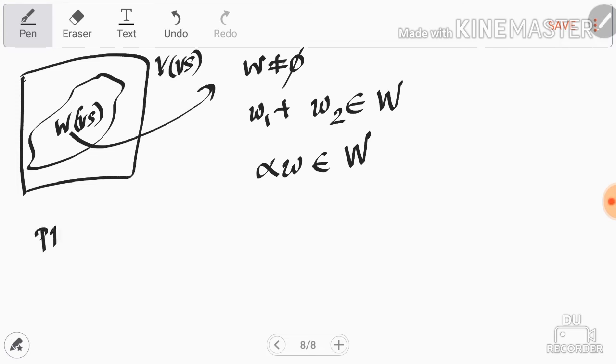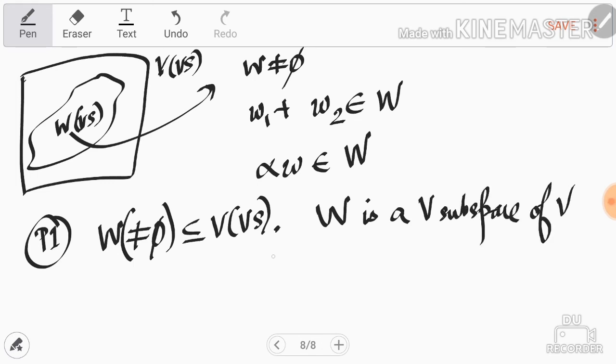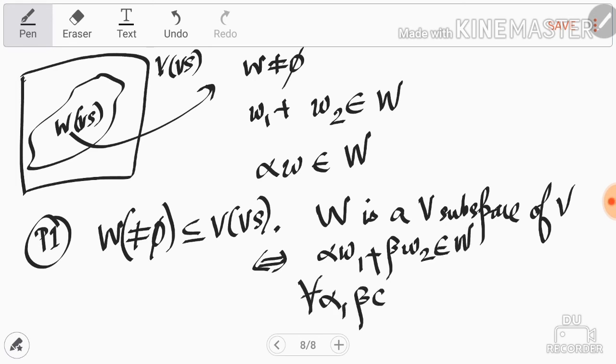So the first proposition is that if you have a non-empty subset W of a vector space V, then W is a vector subspace of V if and only if alpha times W1 plus beta times W2 belongs to W for every alpha and beta belonging to R, and for every W1 and W2 belonging to W.